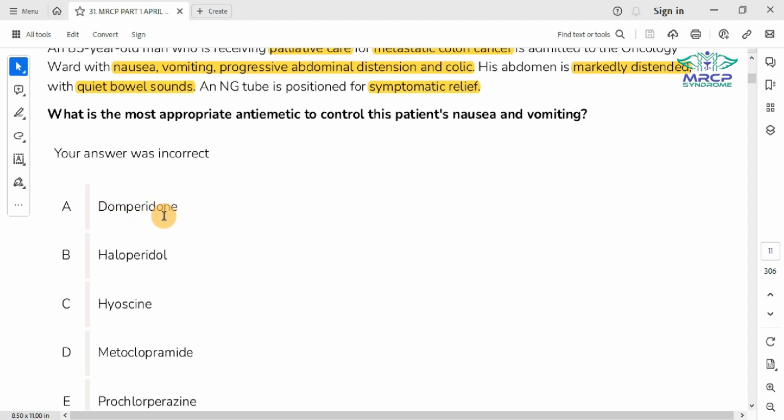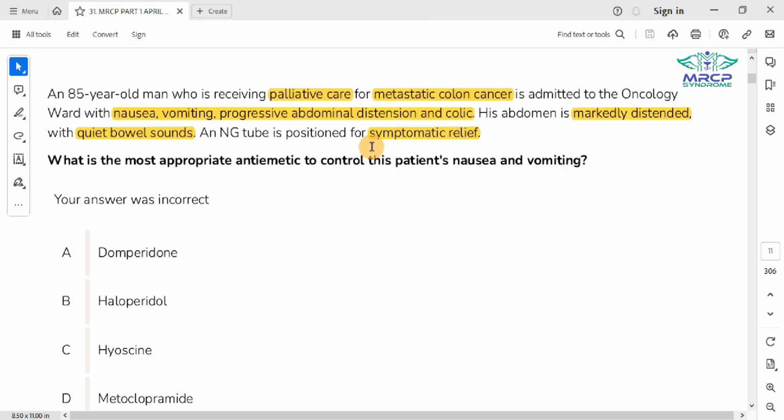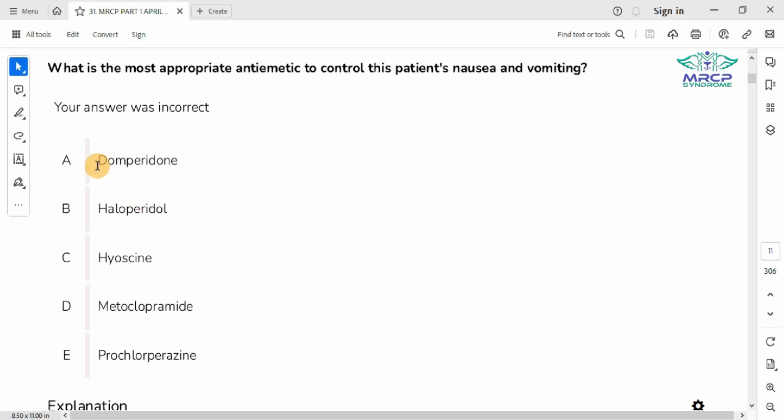So domperidone, metoclopramide, and cyclizine, all of them have a gastroprokinetic effect. So they usually lead to an increase in GI tract smooth muscle tone, and they will increase contraction. So these three drugs should be avoided in a patient with features of obstruction with colic. So we'll be avoiding domperidone, metoclopramide, and cyclizine, these three drugs.